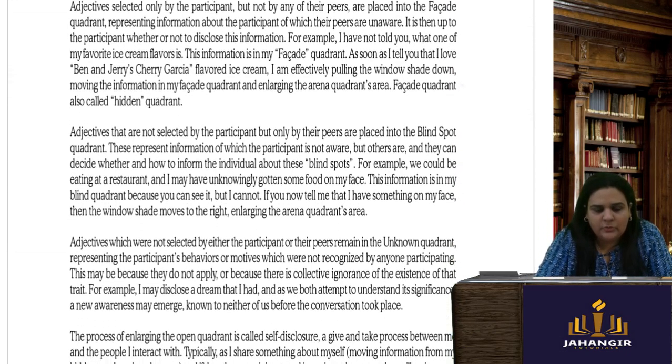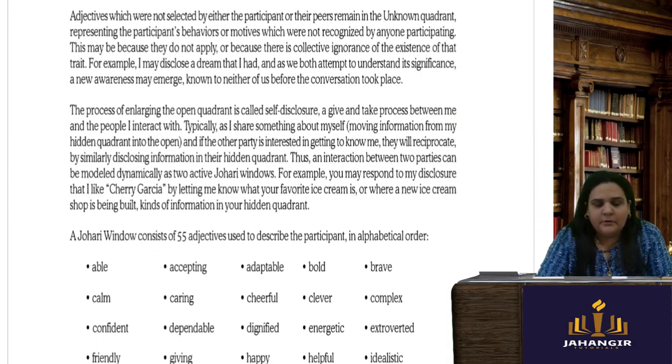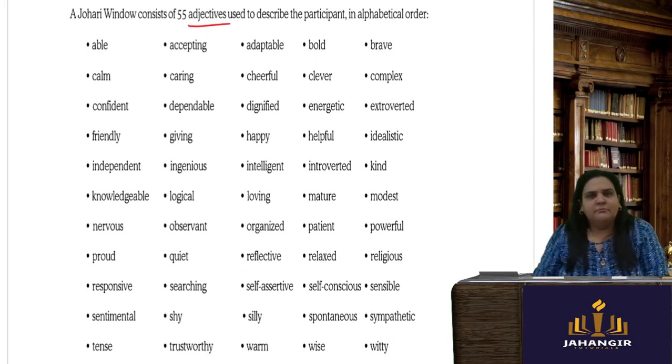They have given you all the examples which I just told you in this particular section. You don't have to do this. There are 55 adjectives in alphabetical order; the Johari window consists of these adjectives. But you don't have to sit and learn these adjectives.